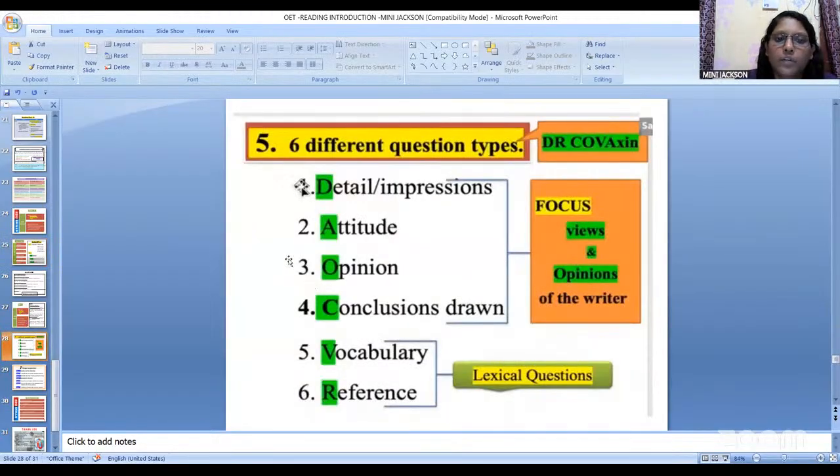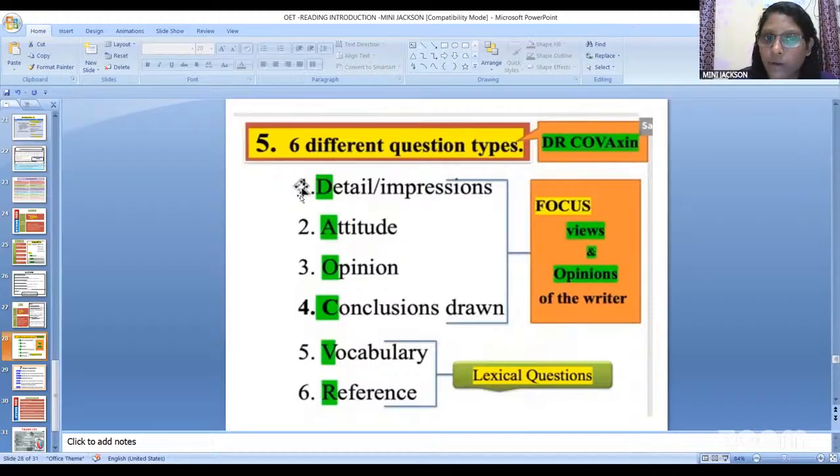Then you want to know how many types of questions there will be within Part C. There are 6 different types of questions: detail or impression questions, attitude, opinion, and conclusion drawn. All four together we call the focus on the view or opinion of the writer. The fifth is vocabulary and reference. The 5th and 6th we call lexical type questions, where hyphenated words, or words with a changed color, or sentences or phrases will be highlighted. We need to understand that.